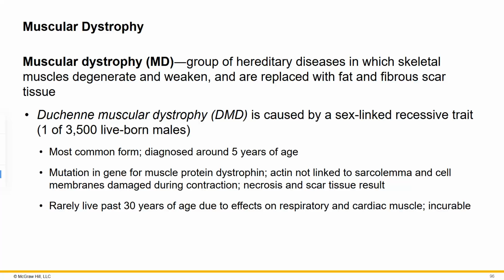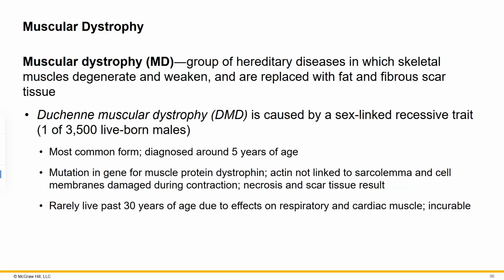We're just going to talk about two diseases briefly that affect the muscular system. Muscular dystrophy is a group of hereditary diseases in which skeletal muscles degenerate and weaken and are replaced with fat and fibrous scar tissue. Duchenne muscular dystrophy is caused by a sex-linked recessive trait.